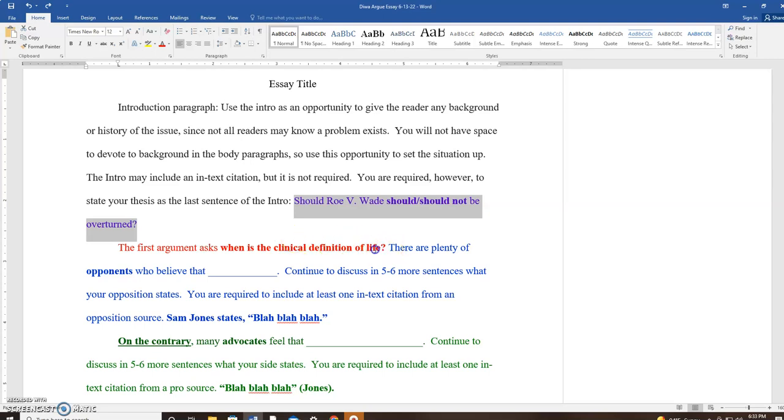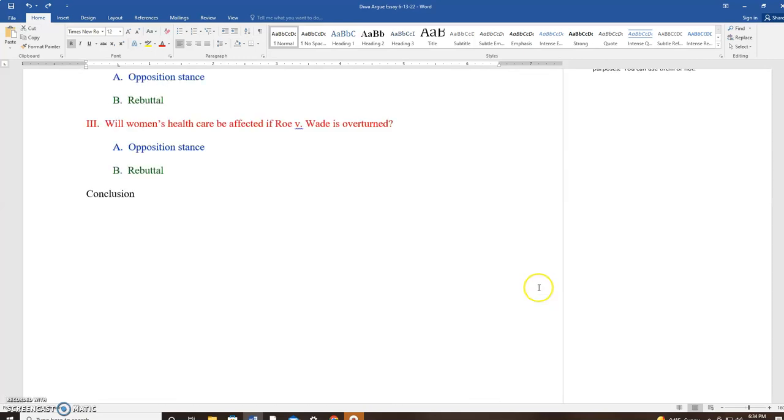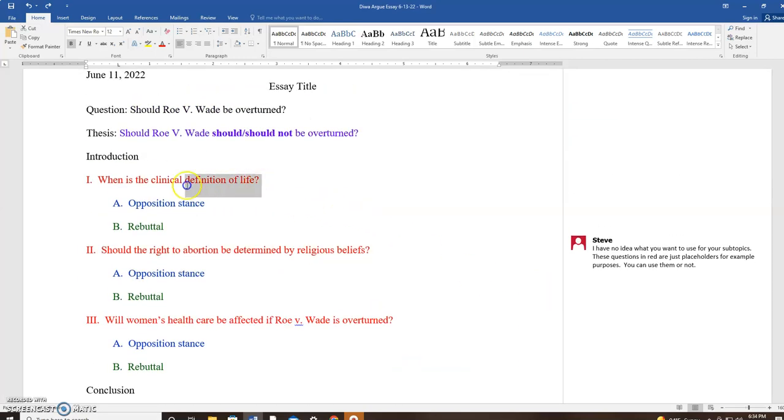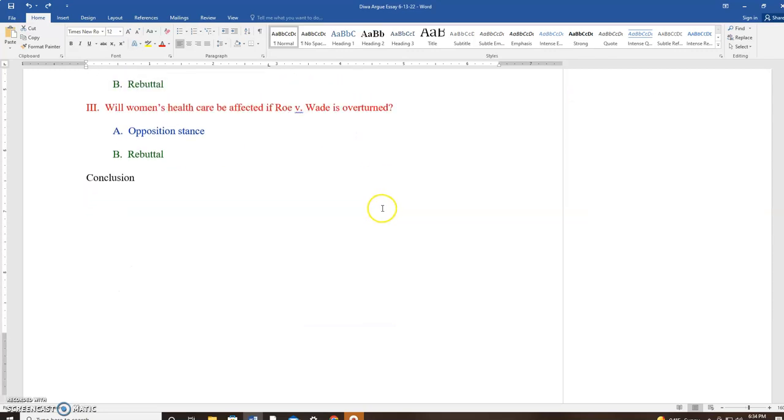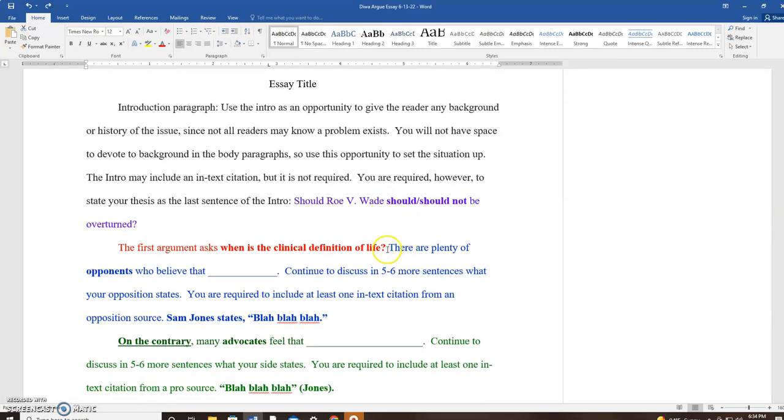Now, notice when you start talking about your subtopics, use the exact same wording from the outline. This is your subtopic sentence. It begins the subtopic paragraph. This is subtopic paragraph 1A. So you start with your subtopic sentence, including the exact same wording from the outline. Notice it is red.